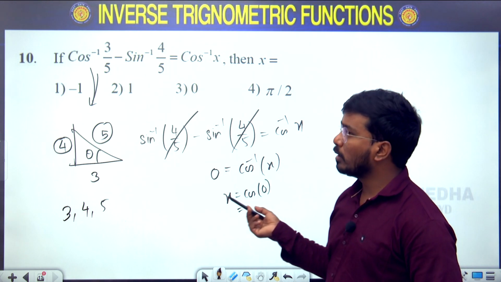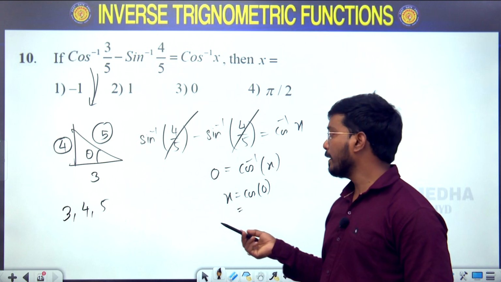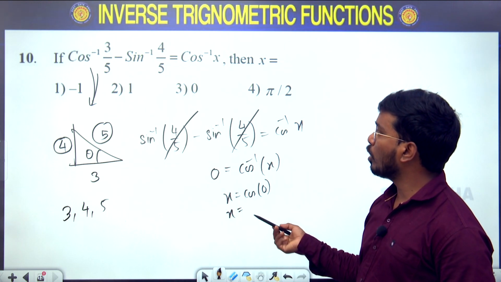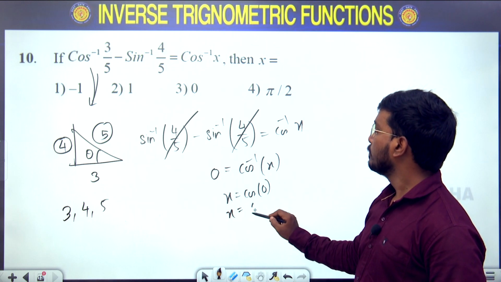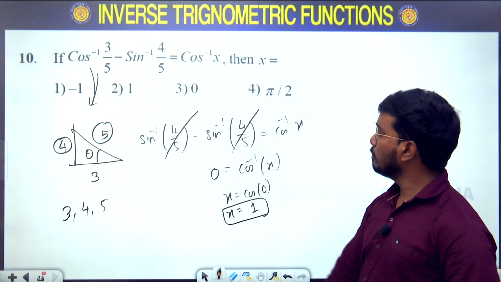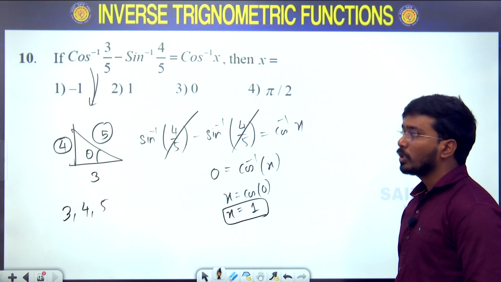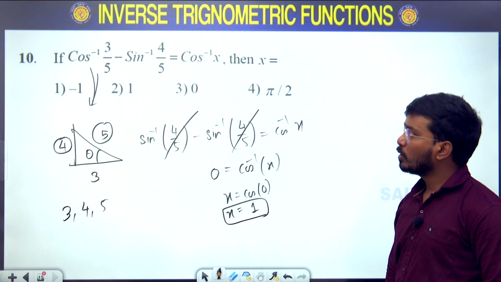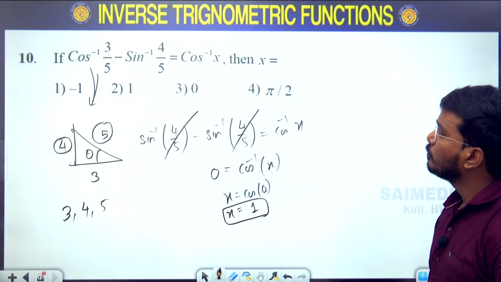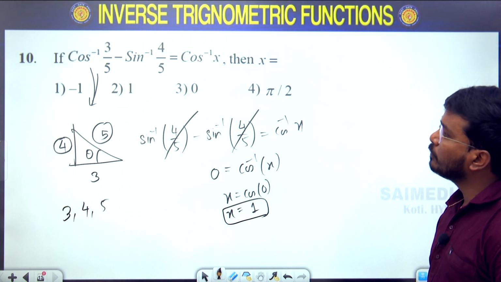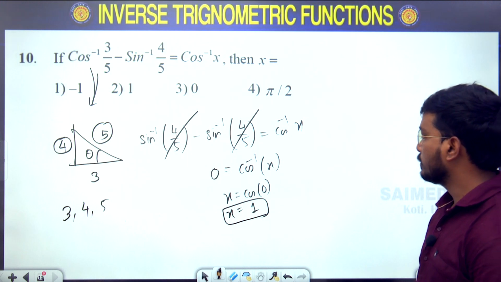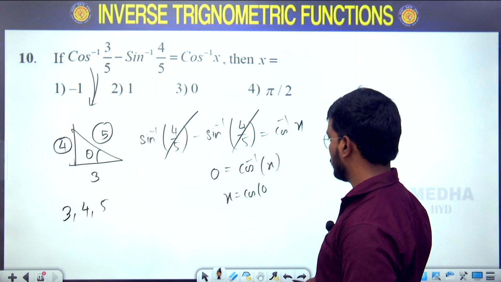Cos 0, what is the angle? Sin 0 is equal to 0, cos 0 is equal to 1. So x value is going to become what? 1. Go through it. Cos inverse of x is equal to some angle. So cos inverse of 90 is going to give you the 0 value, right? Okay, wait a minute.